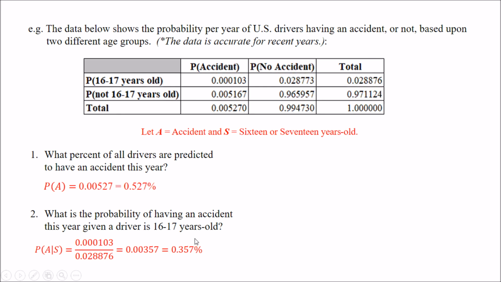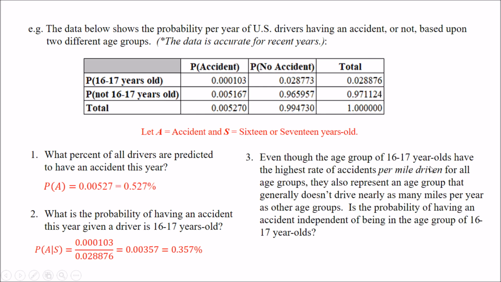So what's interesting is you always hear how 16 and 17-year-olds aren't as good of drivers, but yet they're involved, relatively speaking, in fewer accidents. Even though the age group of 16 to 17-year-olds have the highest rate of accidents per mile driven for all age groups, they also represent an age group that generally doesn't drive nearly as many miles per year as the other age groups. Is the probability of having an accident independent of being in the age group of 16 to 17-year-olds?